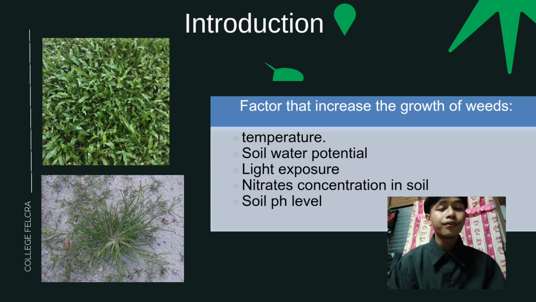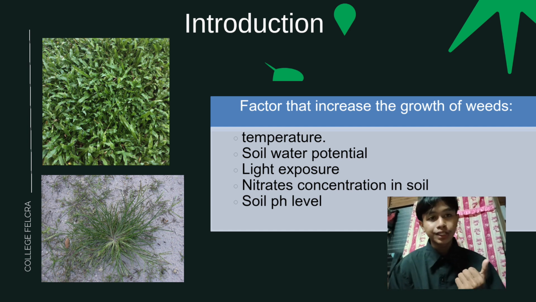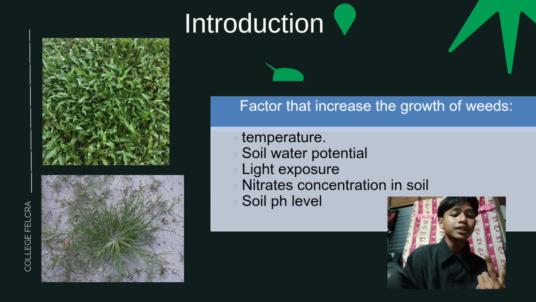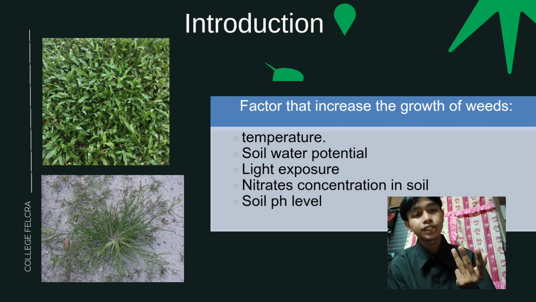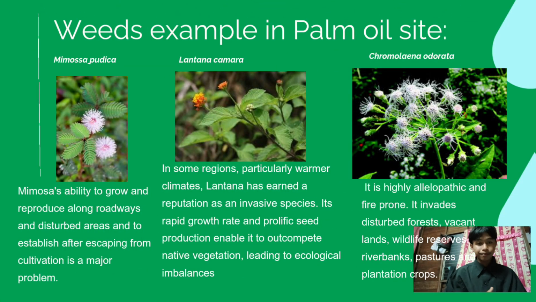Next, we have the factors that increase the growth of weed. First, we have temperature, soil water potential, light exposure, nitrate concentration in soil, and soil pH level. There are many weed examples in palm oil, including Mimosa pudica, Lantana camara, and Chromolaena odorata. This type of weed is very allelopathic and it can reproduce very fast.